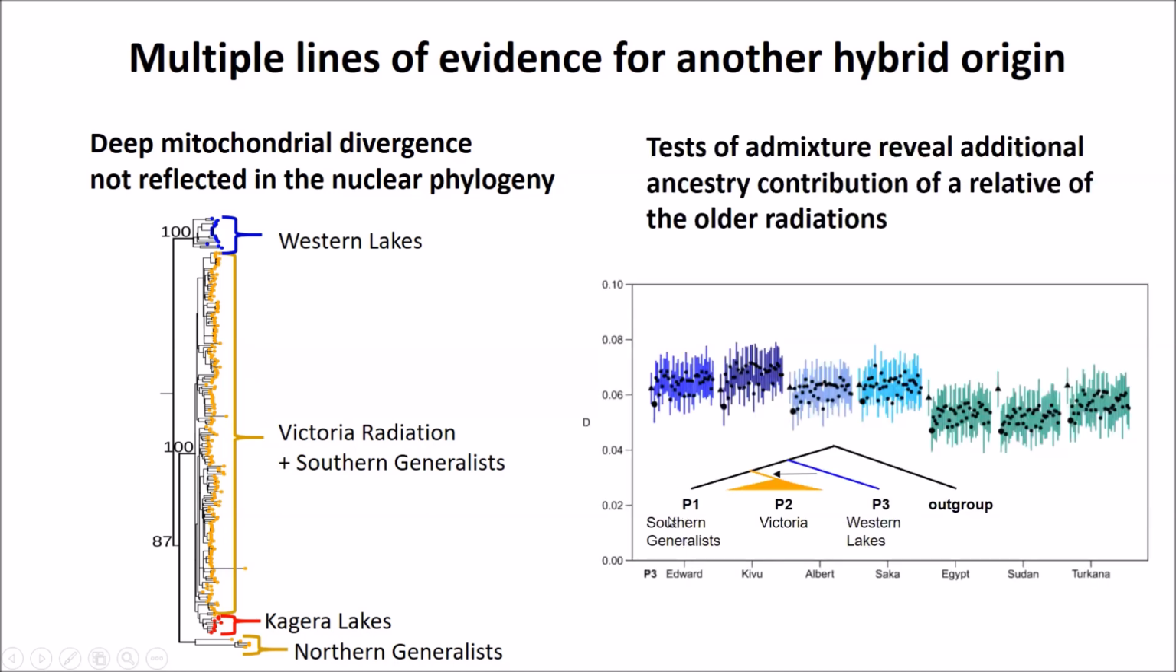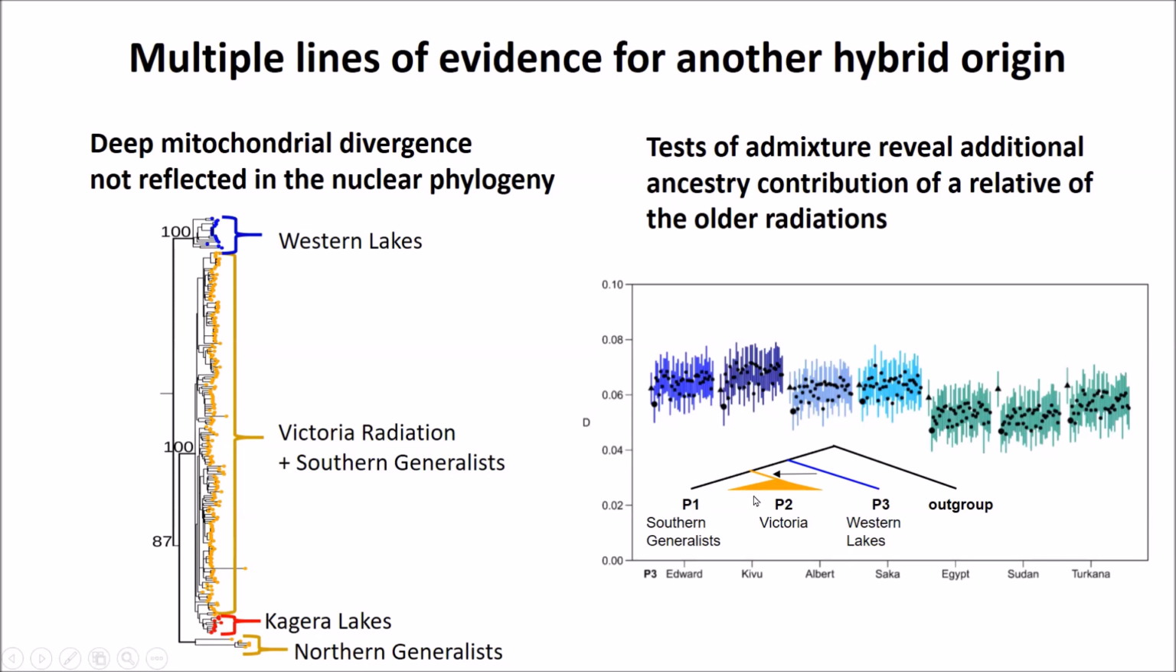And we also find, when we compare the southern generalists versus the Victoria radiation, that all different Victoria radiation clades, here shown as different dots, show high evidence of excess allele sharing with the Western Lake cichlids, so with these other radiations like Lake Edward and Lake Kivu. This is a D-statistic, which tests whether both of these lineages share similar amounts of alleles with the Western lakes, or whether one of them shares more. The statistic will be 0 in the absence of hybridization and becomes positive if the Victoria radiation has higher allele sharing with any of these Western lake groups than the southern generalist does.